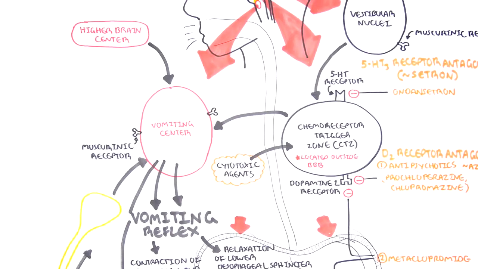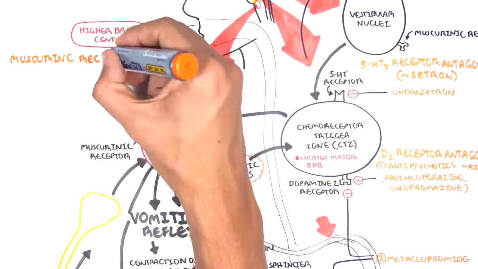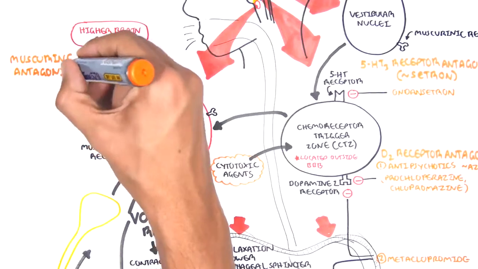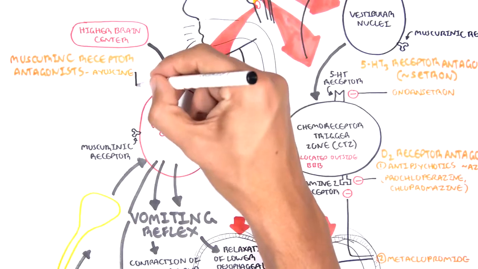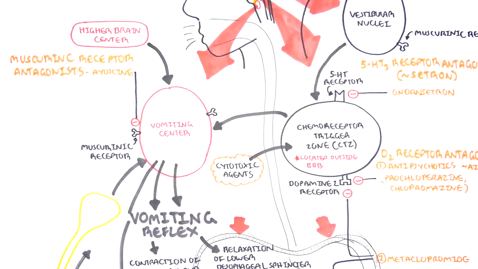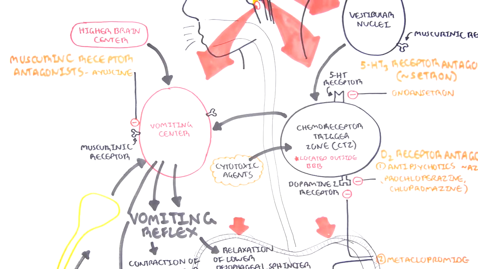The fourth class are the muscarinic receptor antagonists, such as hyoscine with an H. These block the receptors in the vomiting center, inhibiting the vomiting reflex. So let's look now at each of the antiemetic classes in a bit more detail and see what they're good for and see what the side effects are.